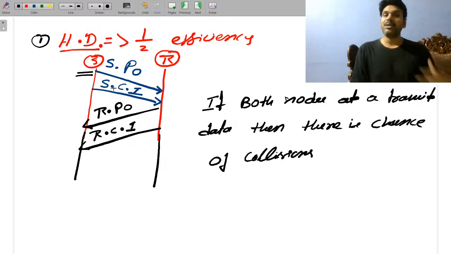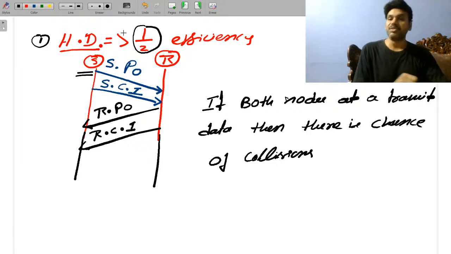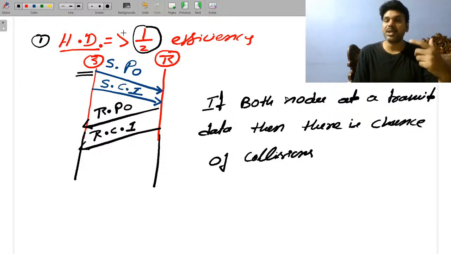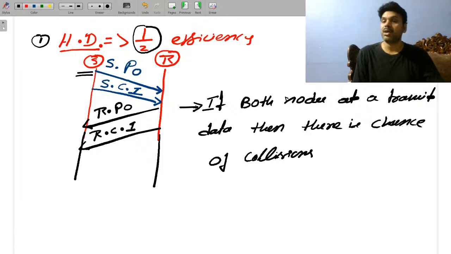Because the medium becomes idle, I can say that it is only 1 by 2 efficiency, because the medium can be utilized by only one party at a time. Out of two parties, only one party is always busy sending, and the other party is only busy receiving. When others are sending, you are only receiving. Because of this, there may be a chance of what?